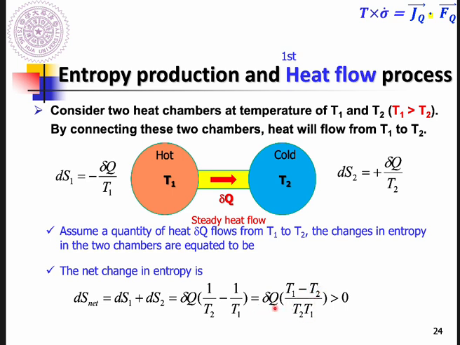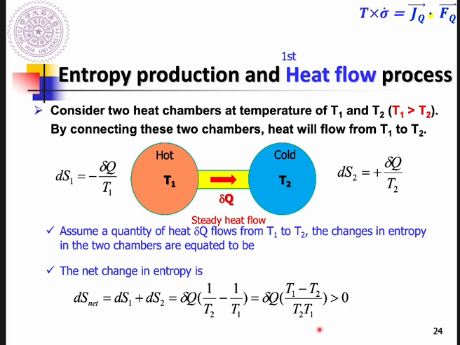But here we know dq is positive. T1 is larger than T2, so this is positive as well. And T1 times T2 is positive as well. So the net change in entropy is positive. Okay, so this is what we have here. We have a relationship for the net entropy change. T1 and T2 probably can be related to a driving force, and dq is the heat flow.